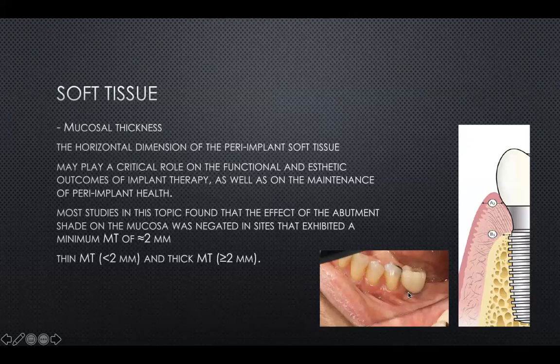So we have two problems. The keratinized tissue is absent. We have no keratinized tissue. And also the mucosa is very thin. And we have a high frenum pull as well, as we can see.